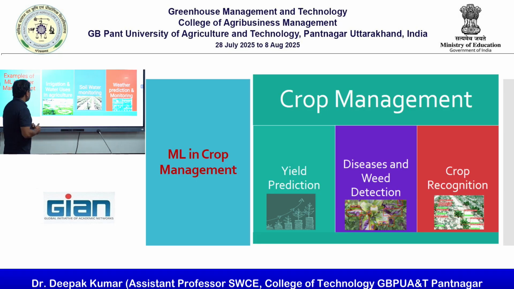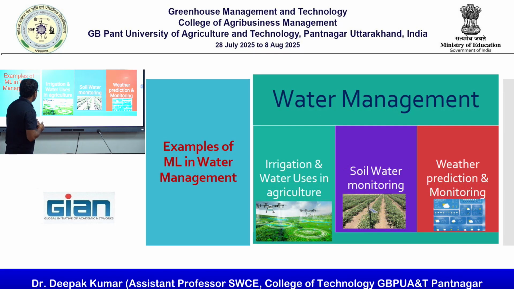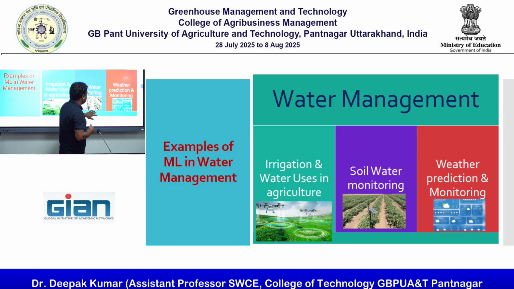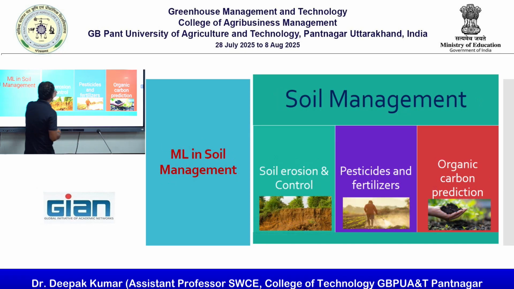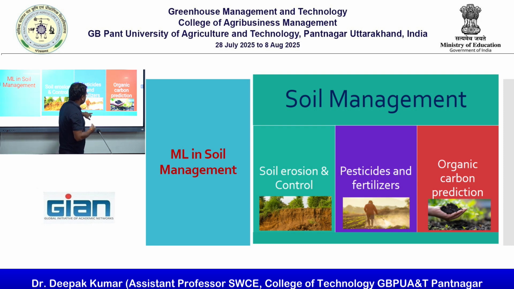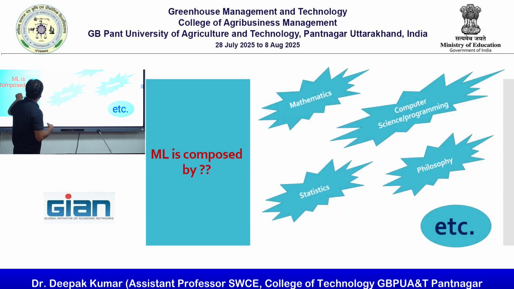We can use it for irrigation and water uses in agriculture, soil water monitoring, weather prediction system. And so certainly we can use it for soil erosion and control, pesticide and fertilizers, organic carbon prediction, and ML. How we will do it?